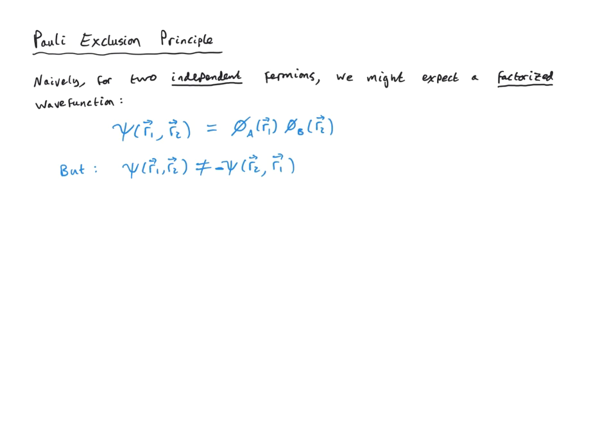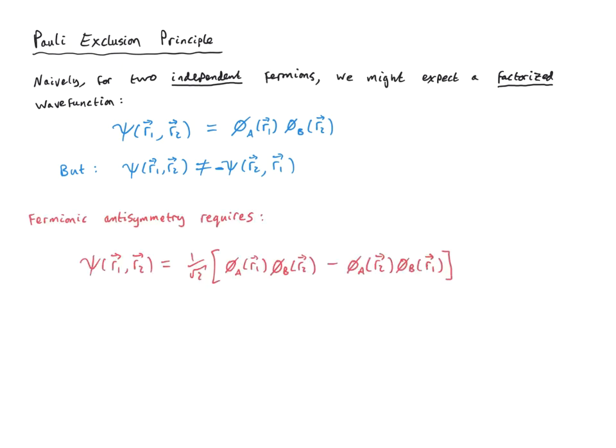Therefore, to obtain the proper two-particle wave function, we need to properly symmetrize it. The fermionic antisymmetry actually requires a wave function of this form. We can see here that if I swap the R1 and R2 labels, then the first term turns into the second term, and the second term turns into the first term, and overall, we get a relative minus sign.